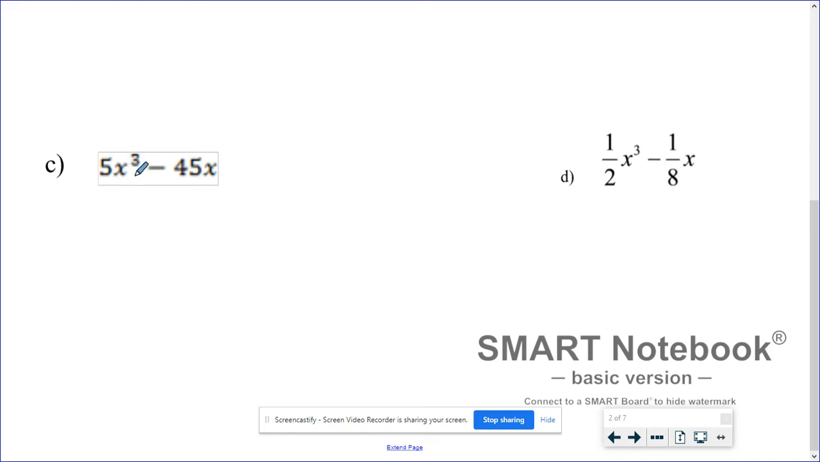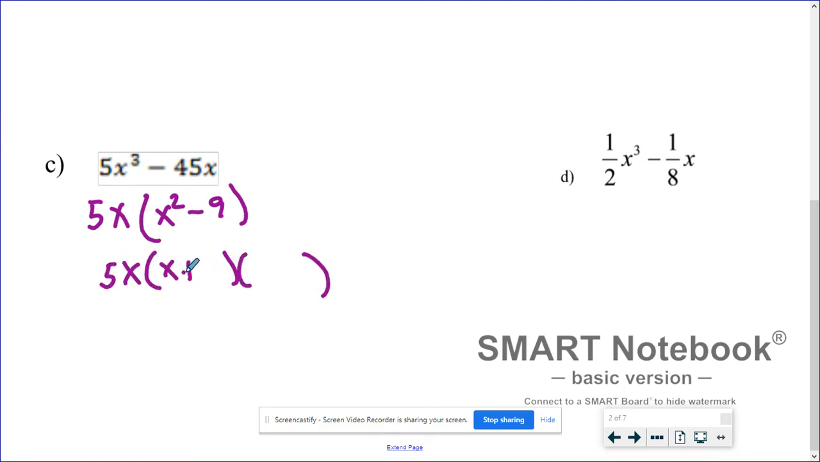Here, you have 5x would be the GCF. And 5x cubed divided by 5x would be x squared. 45x divided by 5x would be minus 9. X squared minus 9 is a difference of squares, so you have x plus 3 and x minus 3.